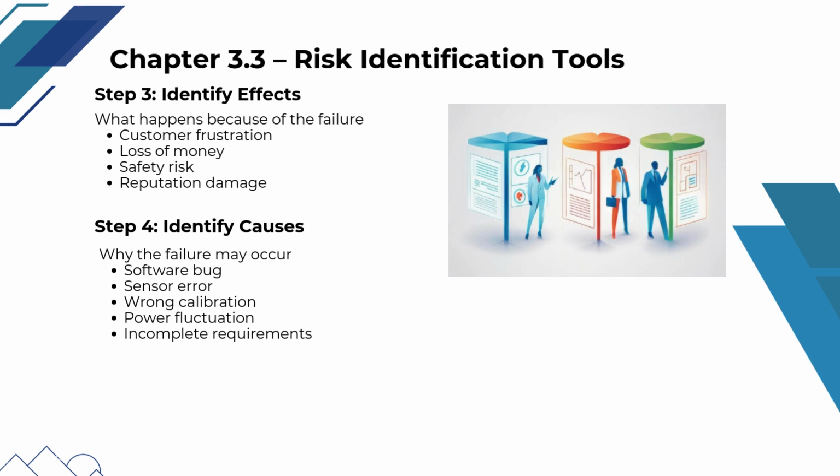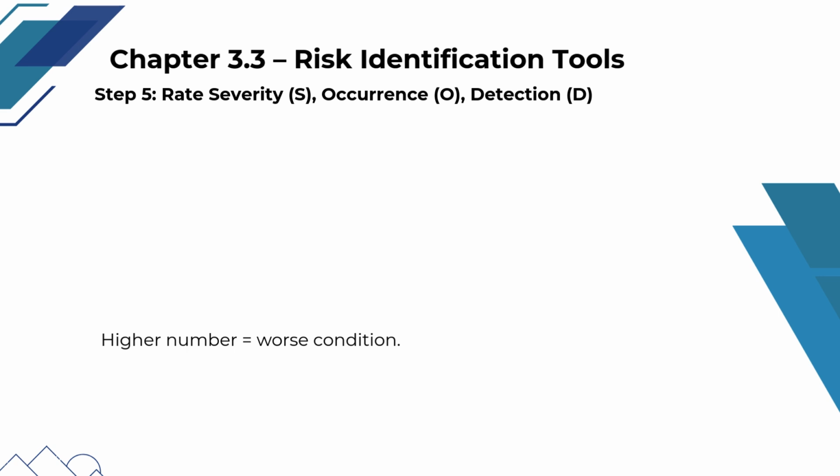controls into the solution. DFMEA risks are evaluated using 3 ratings: severity, which measures the impact of the failure on the customer; occurrence, which indicates the probability of the failure happening; and detection, which reflects how likely the failure will be detected before reaching the customer. In Step 5, each failure mode is rated for severity, occurrence, and detection, typically on a numerical scale where a higher number represents a worse condition, meaning greater customer impact, higher likelihood of occurrence, or poorer detectability. These ratings help quantify risk and support effective prioritization in the design phase.